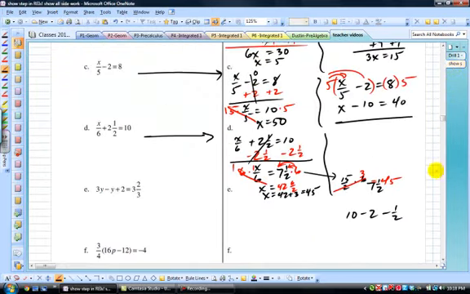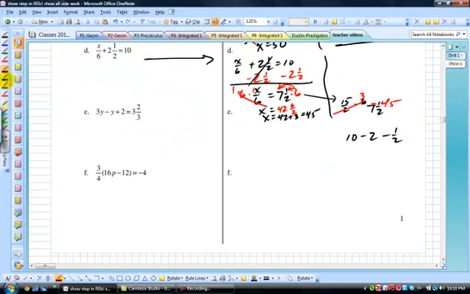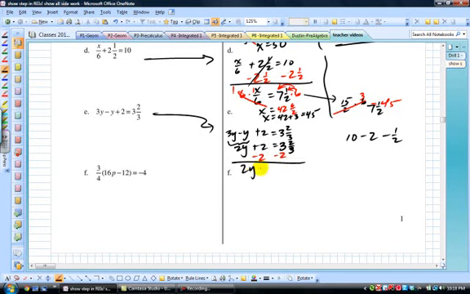Okay, now this one here, moving on to E. We've got 3y minus y plus 2 equals 3 2/3. You always want to combine like terms first. So 3y minus y is 2y, plus 2 equals 3 2/3. You want to add the opposite here. The opposite of plus 2 is minus 2. Okay, and I get 2y equals, well, 3 minus 2 is 1, so I get 1 2/3.